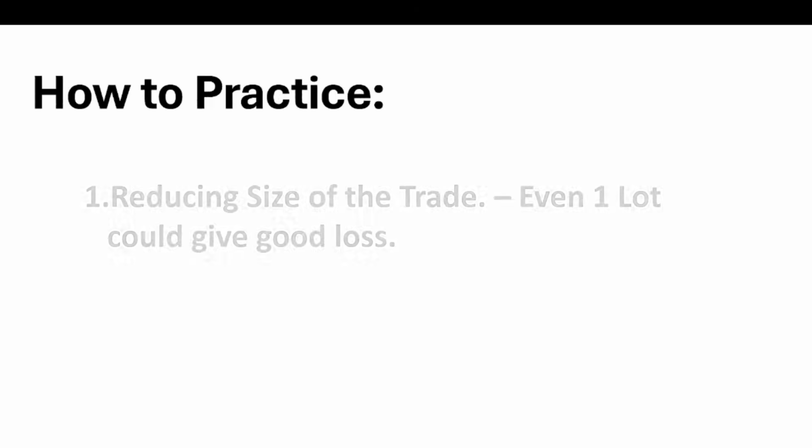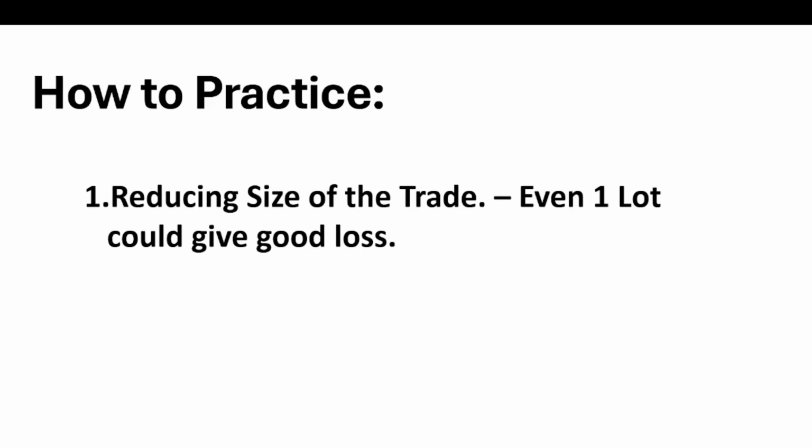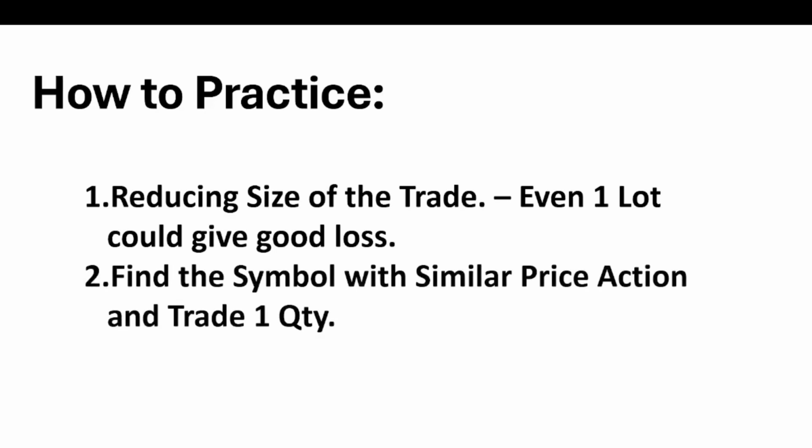So how can you practice? Reducing the size of the trade is one thing to do, but when you are doing option buying, even one lot could lead to a significant loss. So reducing the size is going to offer you much value in option buying. Then what you can do is find a symbol with similar price action to your actual index or symbol where you are trading your options, and trade only one quantity of that symbol.